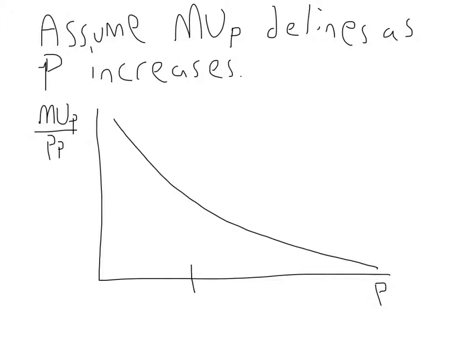Now I want to add to this graph, in blue, the value of spending our dollars on soda. From our last slide, that is the marginal utility we get from soda divided by the price of soda. We'll just assume for simplicity that it doesn't change as the quantity of pizza changes. So in that case, we're just going to have a straight line here.